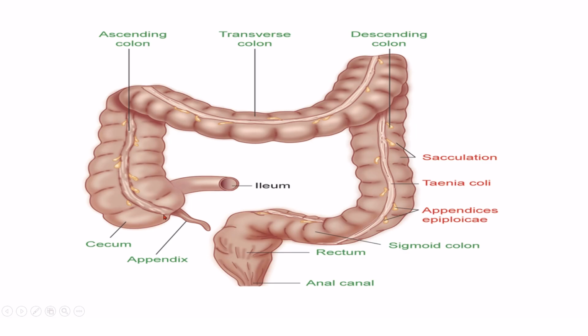You can see here from the base of the appendix, the tinea coli, which are starting here, and these are the peritoneal pockets of fat called appendices epiploicae, and these are the sacculations and haustrations. The length of the tinea coli is shorter than the remaining layers. That's why the large intestine shows sacculations and haustrations.